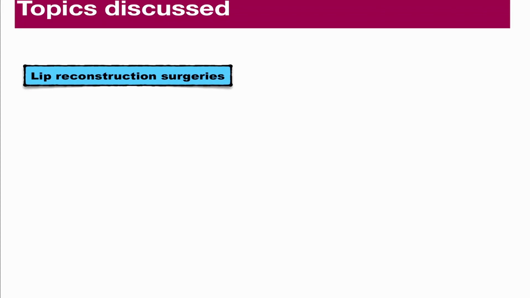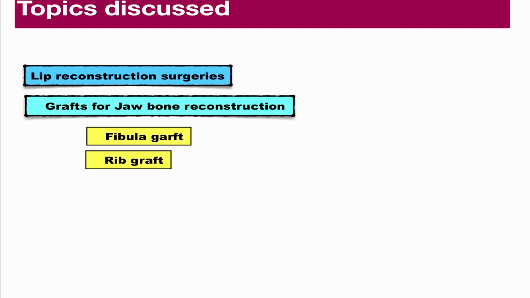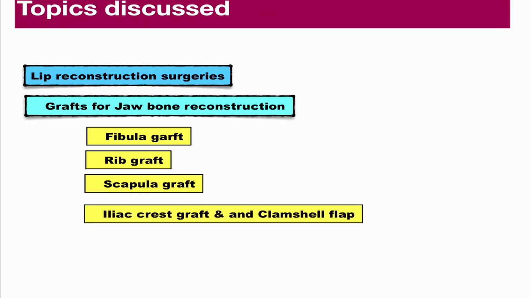Another thing, of little significance, lip reconstruction surgeries. Then a very confusing area for many students, that is grafts for jawbone reconstruction, where we'll be discussing the fibula graft, rib graft, scapula graft. Then we have got another, the iliac crest graft, and something related to that, which is the clamshell flap. So let's start our discussion with the first topic, which is the BSSO.